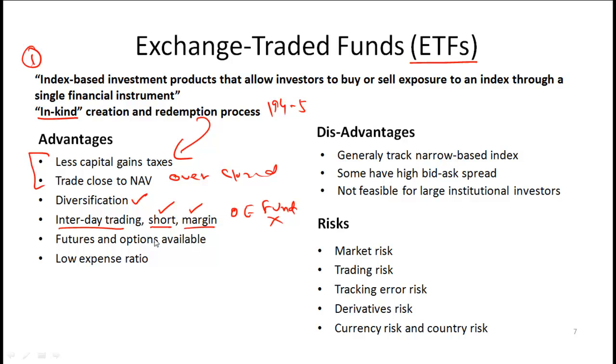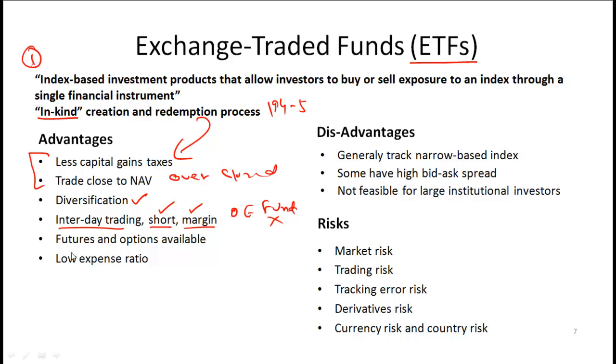Is this an advantage or not? It really depends. If you are the sort of investor who is holding these shares for the long term, then obviously intraday trading does not really matter. If you don't generally do short transactions or you don't buy on margin, then this isn't really an advantage.